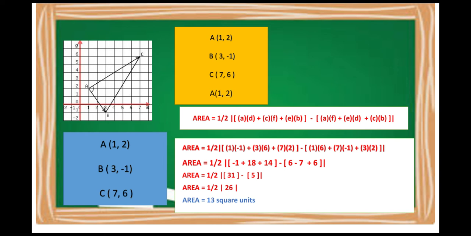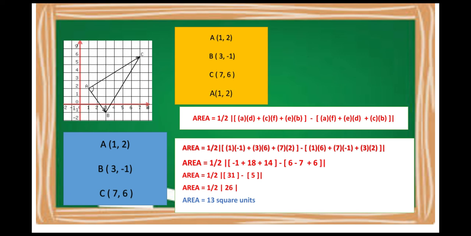This is actually quite long if you are not familiar with the formula. But if you just follow the process or the formation of the formula and simplify everything, that's it. So this is the Shoelace method or formula in finding the area of a triangle given vertices.